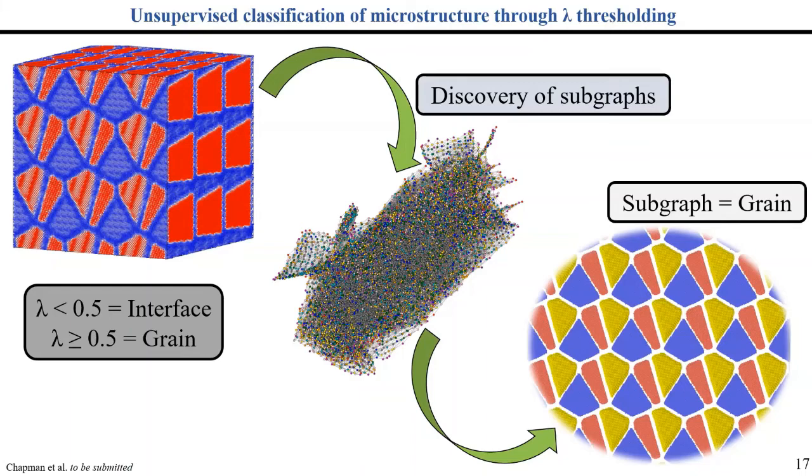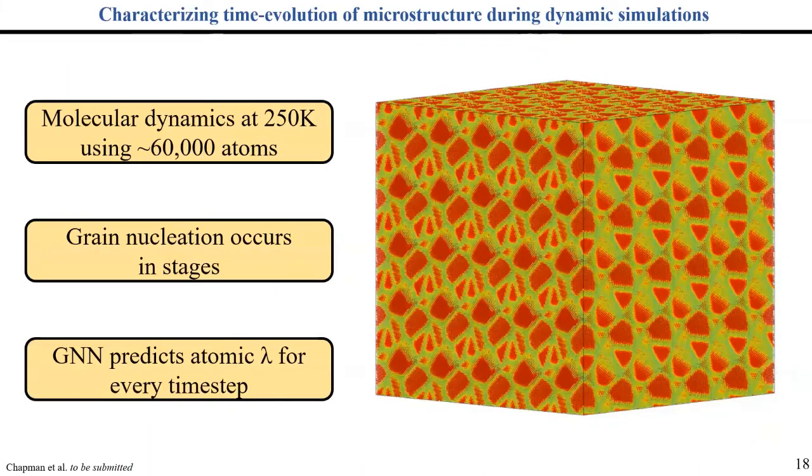And I can easily search for those with just a recursive search algorithm on the graph itself and identify exactly where the grains are down to the individual atoms, and get their exact shape and size. So when we actually do this during a dynamic simulation, this will be, I think, yeah, 250 Kelvin, so it's about 60,000 atoms, but it's a 3x3x3 replica of that simulation.